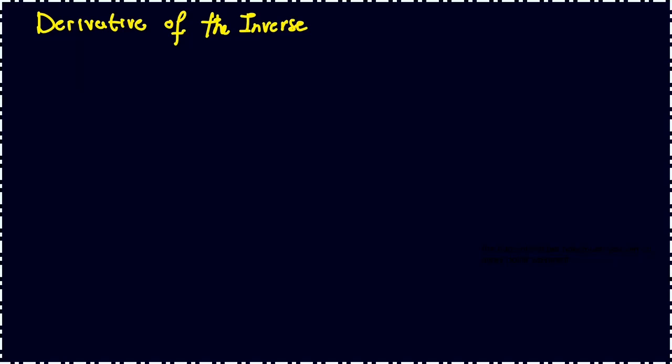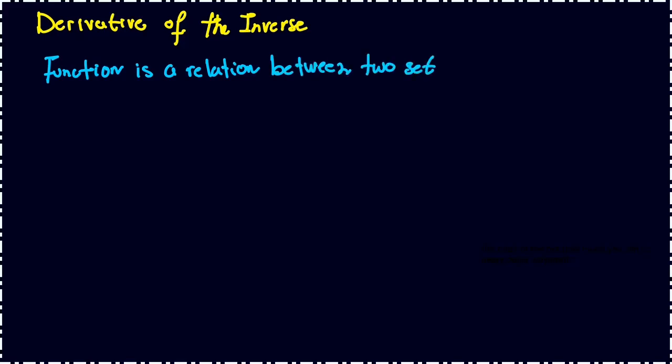This lecture is on the derivative, the inverse of a function. Let's begin by reviewing what a function is. A function is a relation between two sets. And we're going to call these sets domain, which we're going to denote by D, and range.